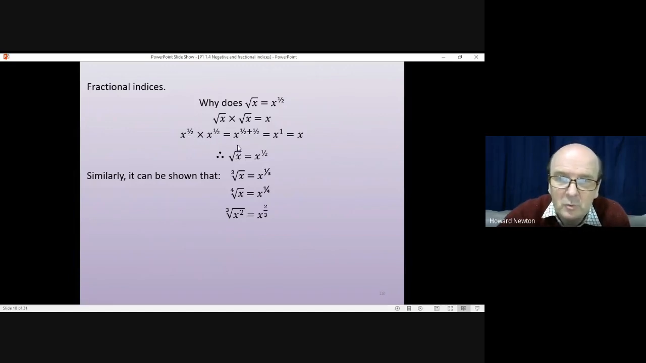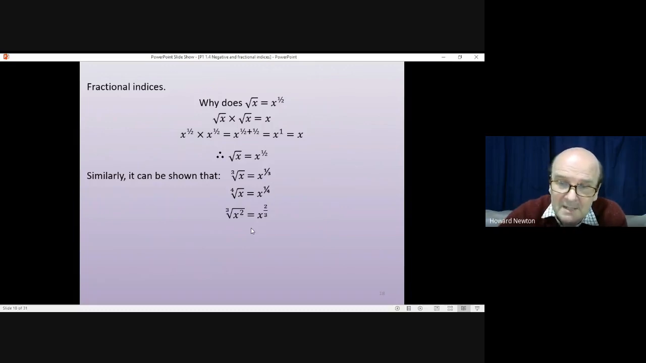Using the normal rule with indices, that's x to the power of a half plus a half. Half plus a half is 1. X to the power of 1 is x. So root x times root x is x. X to the power of a half times x to the power of a half is x. They're the same thing. In a similar fashion, you can show that the cube root of x is x to the third. The fourth root of x is x to the power of a quarter.